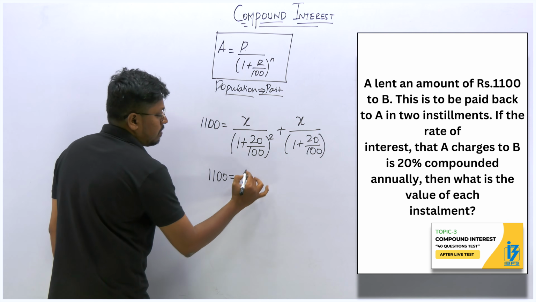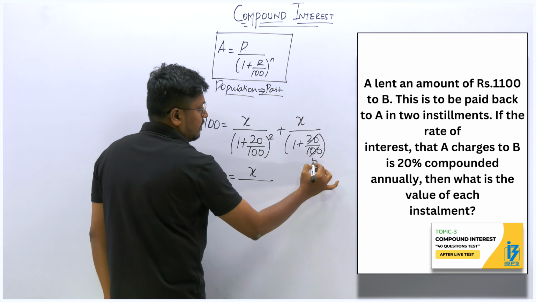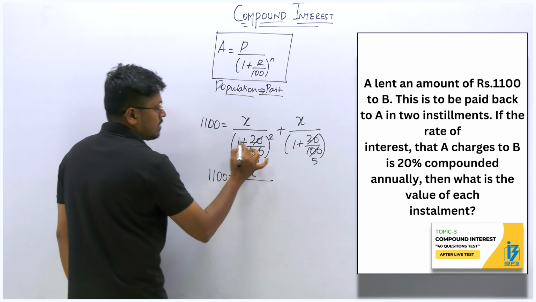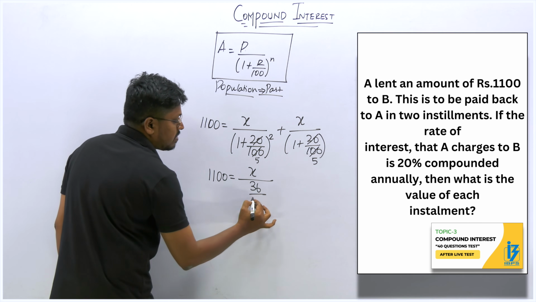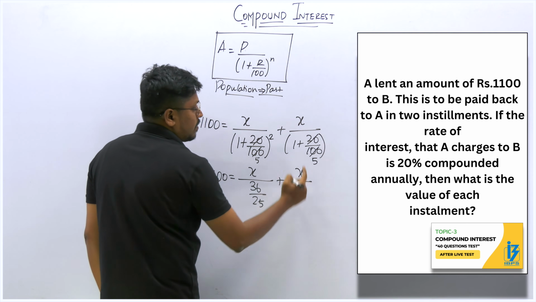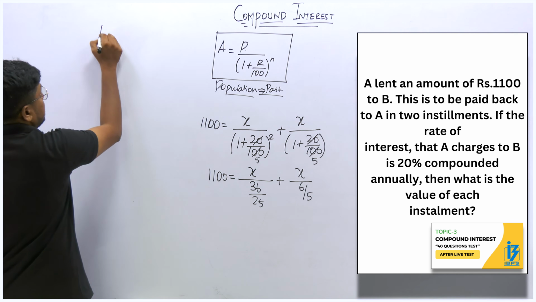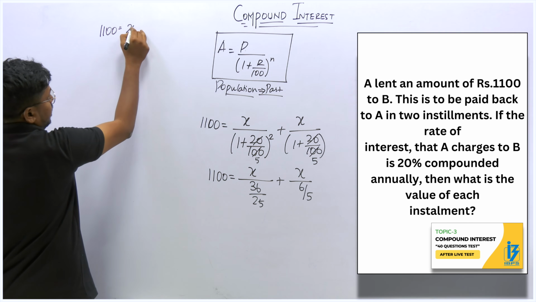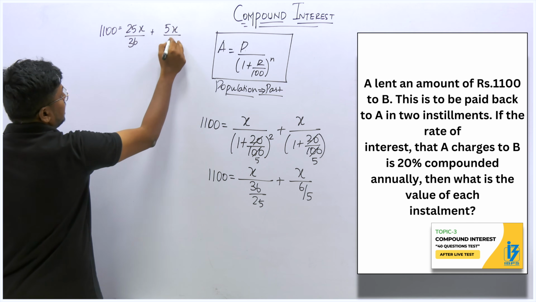1100 is equal to X divided by, we can cancel it. So this will be 5 times, again 5 times, 6 by 5 the whole square. So 6 square is 36, 5 square is 25. So plus X divided by, 5 plus 1 is 6 by 5. So next step, 1100 is equal to 25x divided by 36, plus 5x divided by 6.